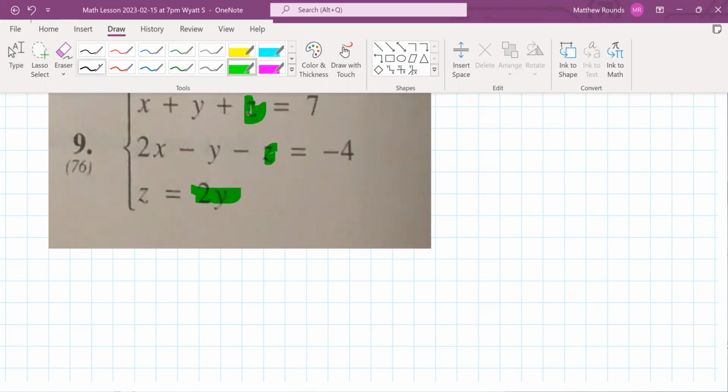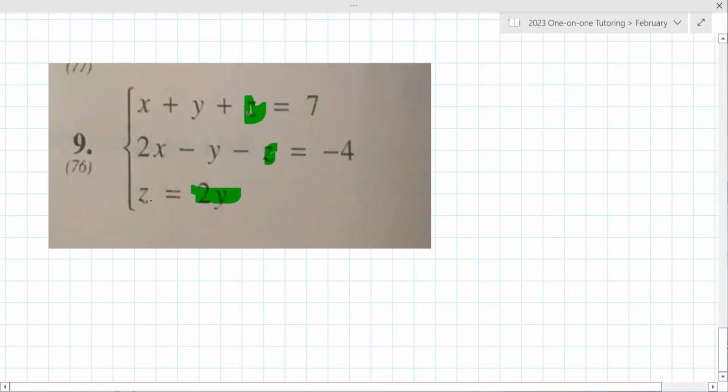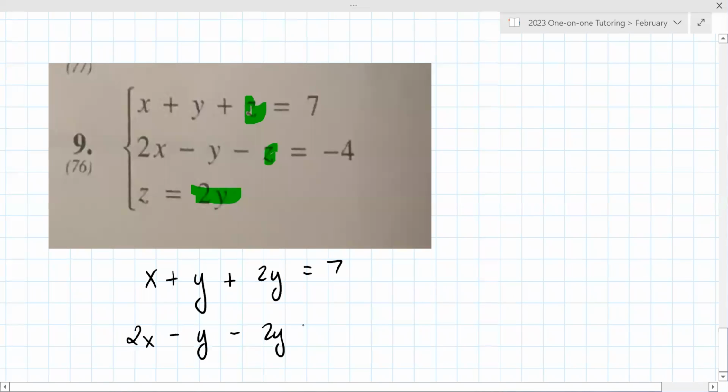The approach we just used only really works because that last equation can be solved for one of the other variables. On a test or quiz, it might be that it's y equals 3z, and then you'd put that in for y. It's not always z. But for us, it's x plus y plus 2y equals 7. 2x minus y minus 2y equals minus 4.